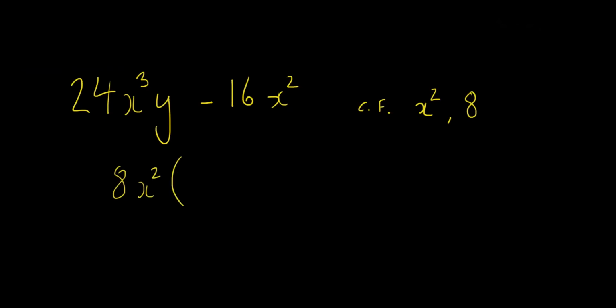What goes into the bracket per term? 4. Yes. What next? What gives me 4y? How is it 4? Because 8 times 4... Sorry, my apologies. It's 3. Yes, silly me. It's 3. So 3y, 3xy. Very good. Minus 2. That's it.